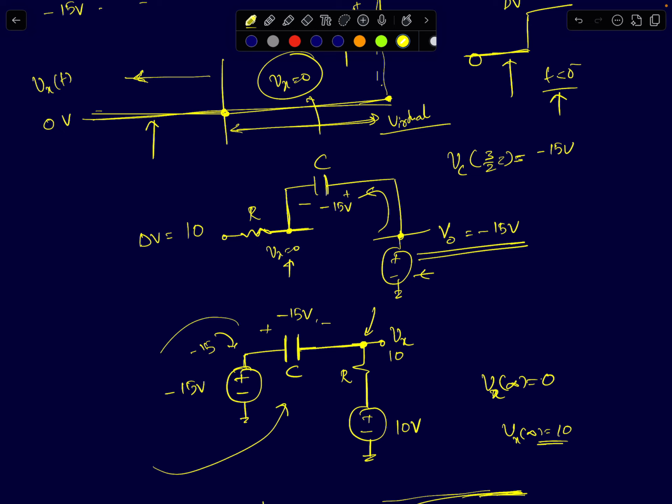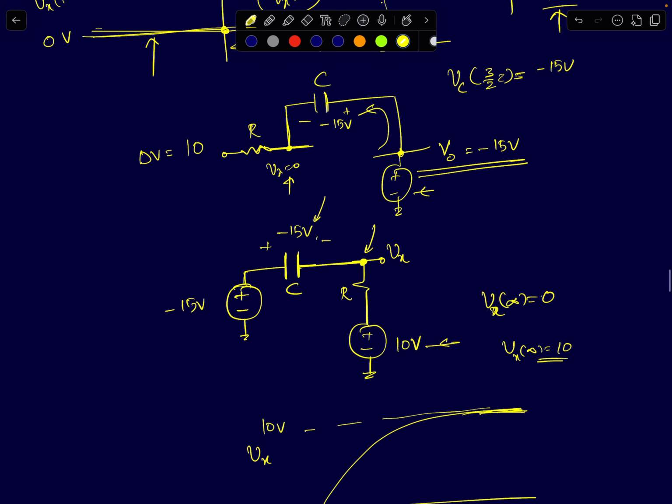This is the model of the op-amp. I'm just replacing it as a fixed minus 15 volt DC source. The capacitor is charged to minus 15 volts at the end of 3/2 time constants. And then you have a resistor and 10 volts at the input. Delta V here is 10 volts. It's a step input. So after the switching event, for t greater than 3/2 time constants, it is a 10 volt input.